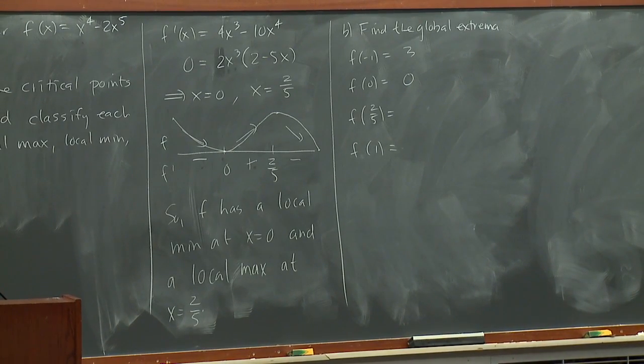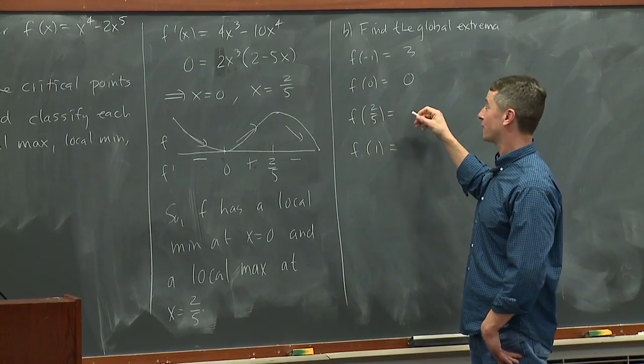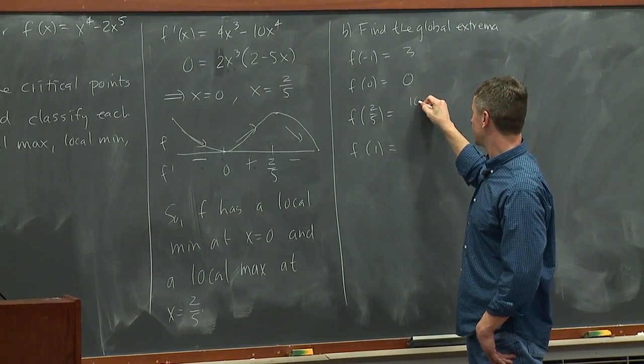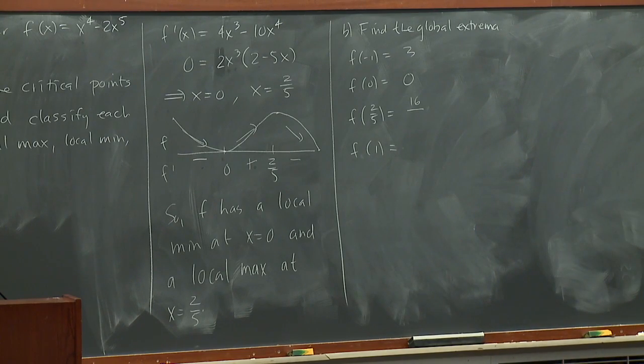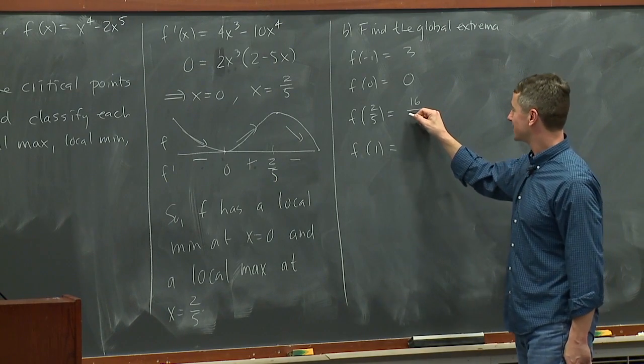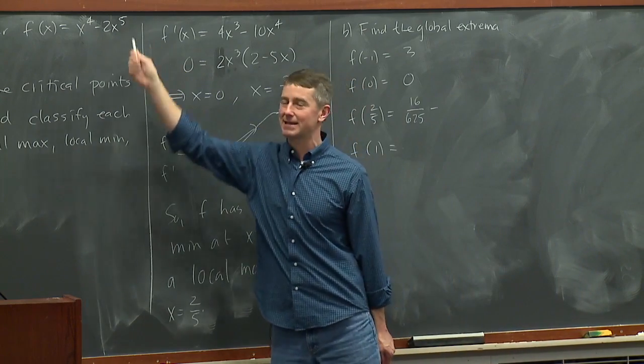F of 2/5 is not quite as nice. So I'm going to take 2/5 and raise it to the 4th power. 2 to the 4th is 16. 5 to the 4th: 5, 25, 125, 625. 16 over 625. Then I'm going to plug it again into 2x to the 5th.